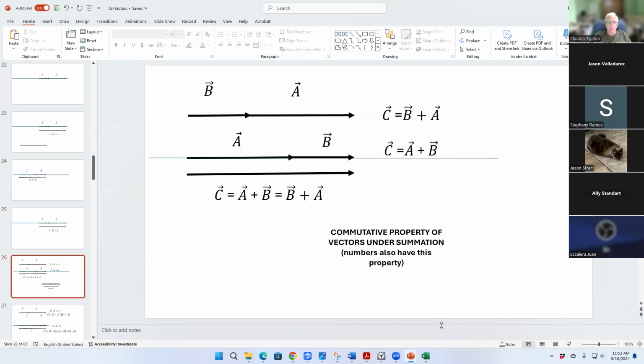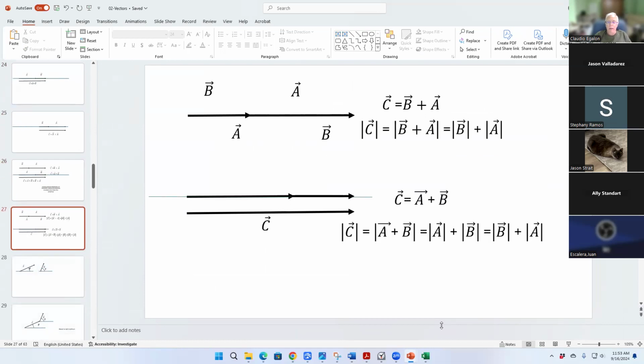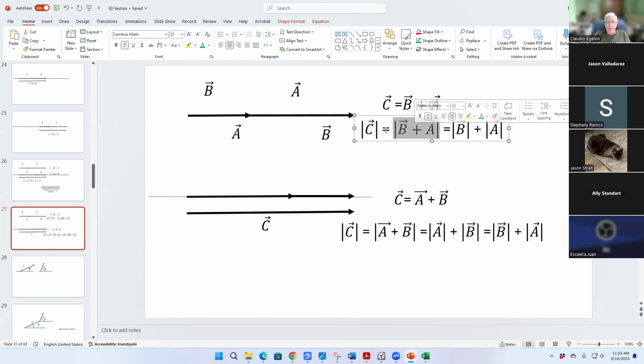Commutative property of vectors under summation. B plus A plus B. Okay, here you go. In this specific case, because we have vectors in the same direction, the magnitude of their summation coincides with the sum of their magnitudes. But that's because it's a special type of two-vector summation. This doesn't always occur, okay?